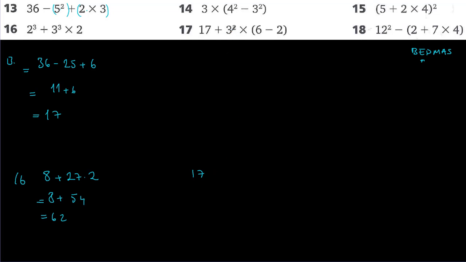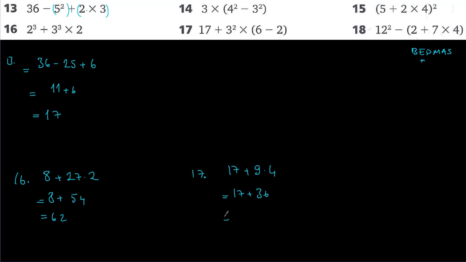So 17 plus 3 squared times 6 minus 2. Firstly, this is the 17th question. 17 plus 3 squared is equal to 9 times. First, I'm going to do the operation inside, 6 minus 2, which is equal to 4. So here the important part: 9 times 4. 3 squared is equal to 9, 6 minus 2 is equal to 4. So 17 plus, first 9 times 4, 36.